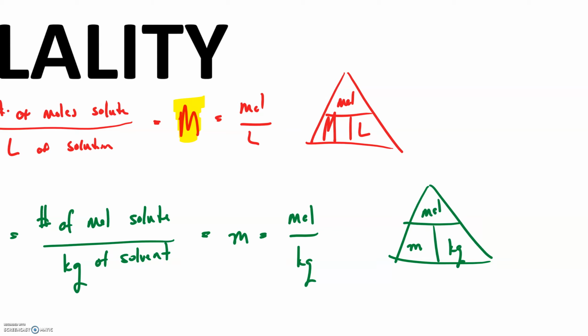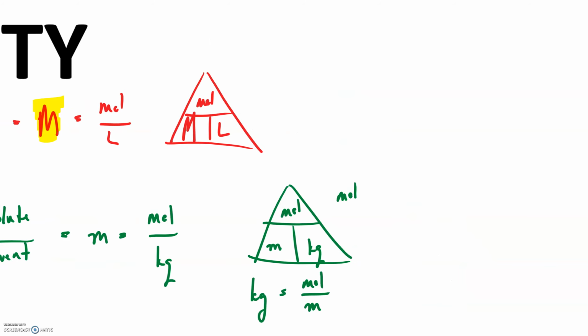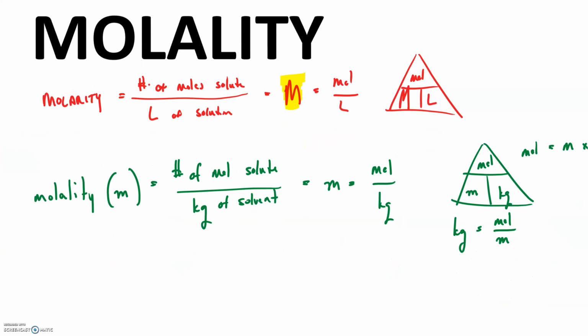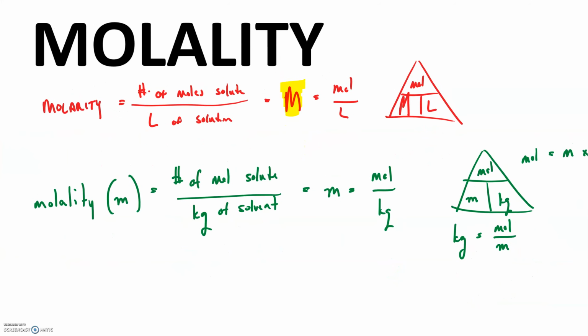This triangle works the exact same way, so that if you are asked to find kilograms of solvent, you can simply take moles over molality. Or if they're asking you to find moles of solute that go into a solution, you can simply take molality times kilograms. All right? I'll make sure I put this triangle near the top of any set of problems I'm going to ask you to try, but let's do a couple of examples. All right, let me get one here.